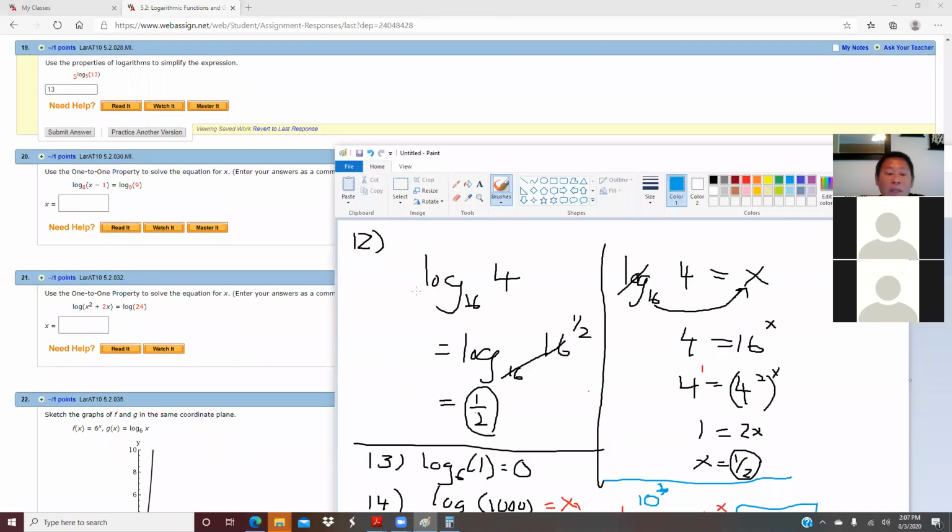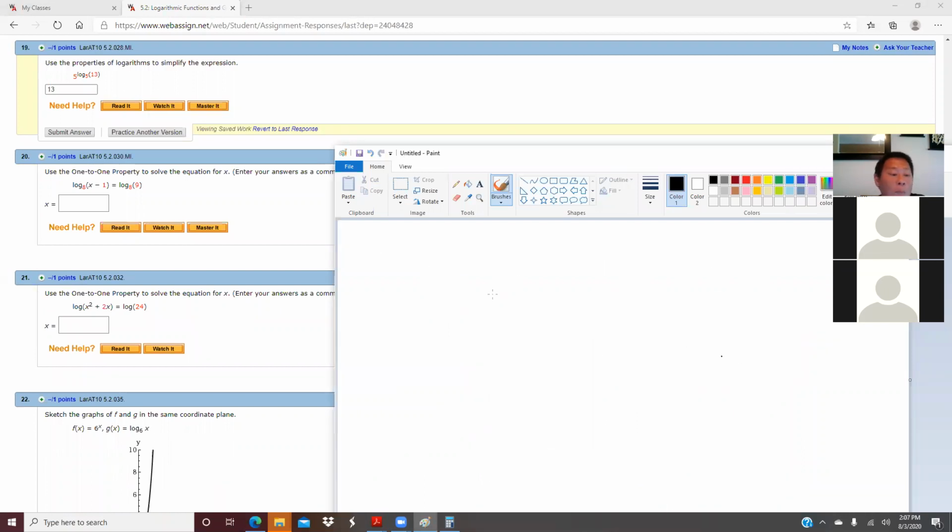Now we use the one-to-one property. This is also very easy. The one-to-one property says that as long as your base is the same, you can make your arguments equal. Like number 20, the base is the same, so you can just make x minus 1 equal to 9. So x in this case is 10. Yep, very easy. Okay, this is what we call the one-to-one property.